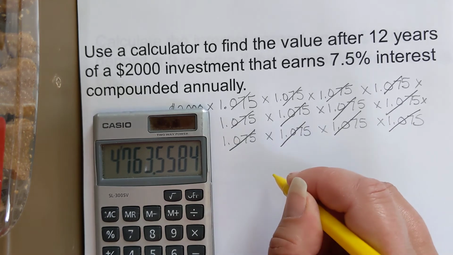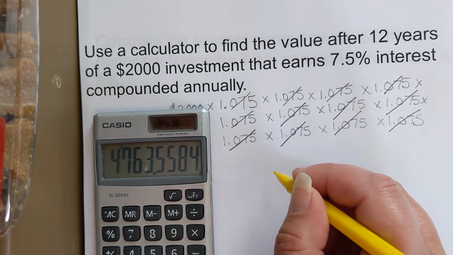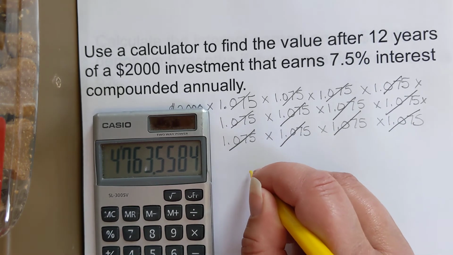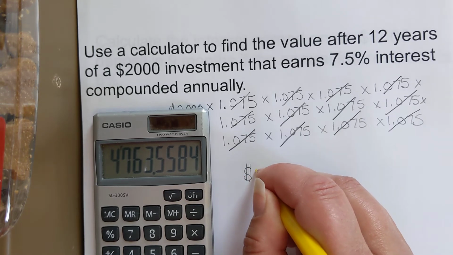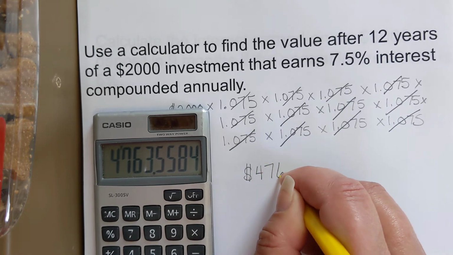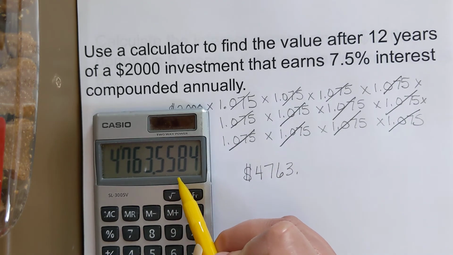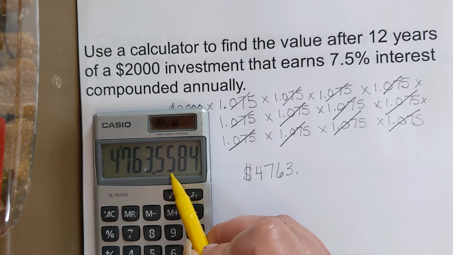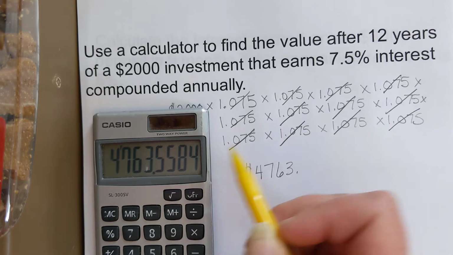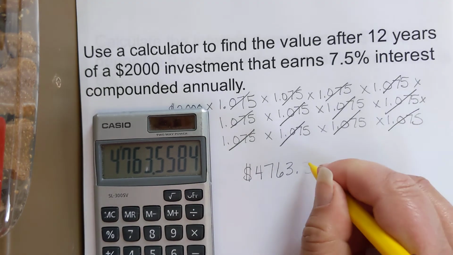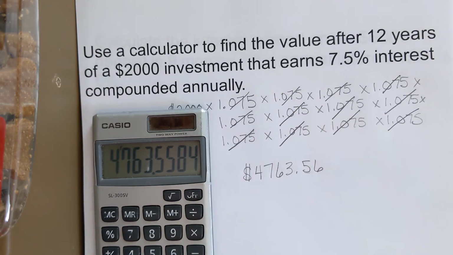So I have to remember it's money, so I'm going to be rounding it to 2 decimal places. So I see in front of the decimal point, I have $4,763, and then I have a 558. Okay, so I need to round this to 2 decimal places. So it's either going to be 55 or 56. That 8 is going to turn this into a 56. So 0.56. So $4,763.56.